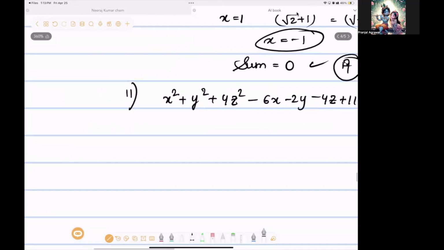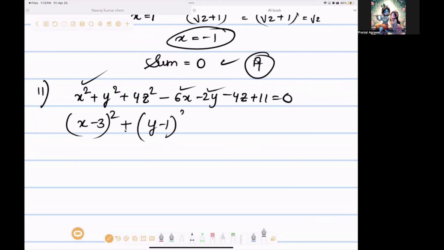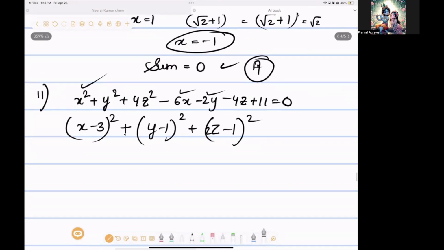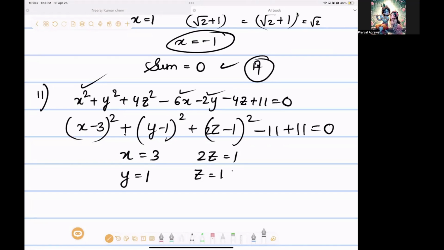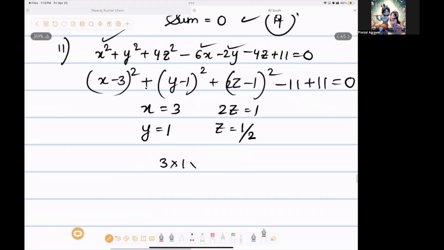So in question number 11, we just try to complete the square. So see, x square minus 6x. So you can clearly see it will be of this form. Here 2 है, तो y minus 1 का whole square. और यहाँ पे 4z है, तो 4z square है, तो 2z minus 1 का whole square. तो ऐड क्या किया हमने? यहाँ पे 9, यहाँ पे 1, यहाँ पे 1, मतलब minus 11 plus 11 is equal to 0. तो हमारा क्या आ गया? x is equal to 3, y is equal to 1, and 2z is equal to 1, means z is equal to 1 by 2. तो xyz पूछा है, तो 3 into 1 into 1 by 2. So 3 by 2 will be the answer.